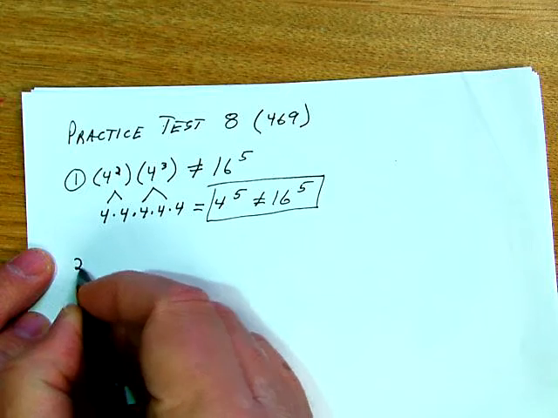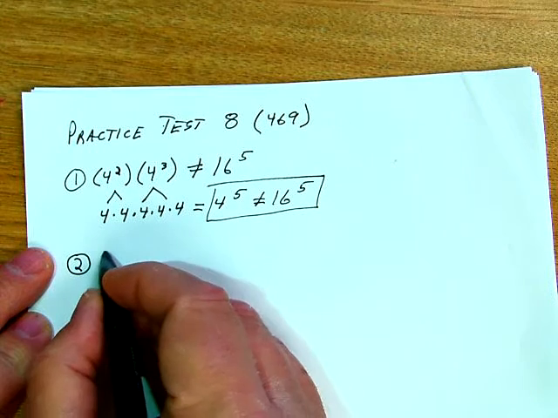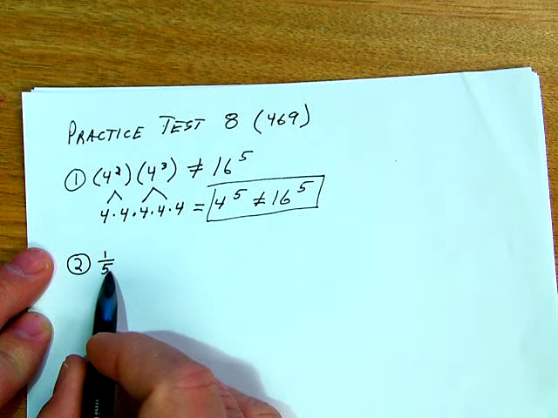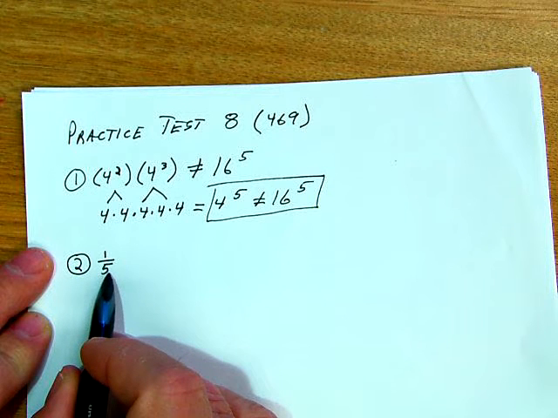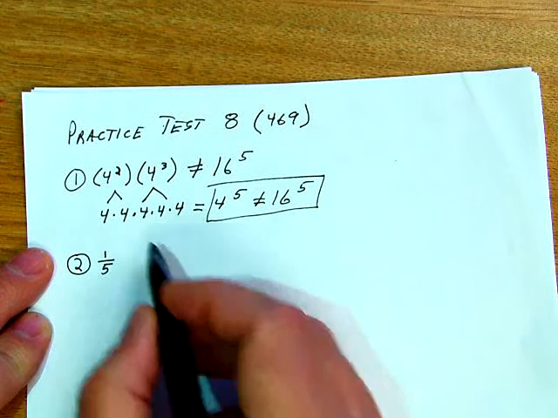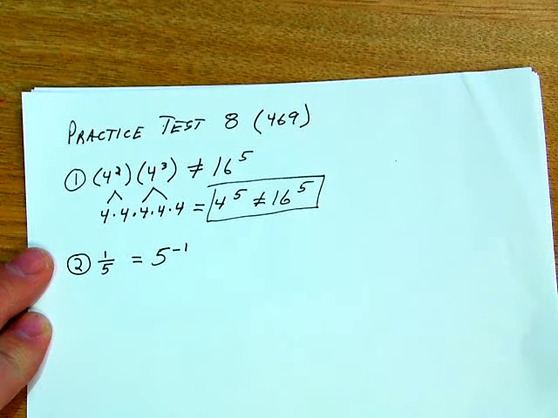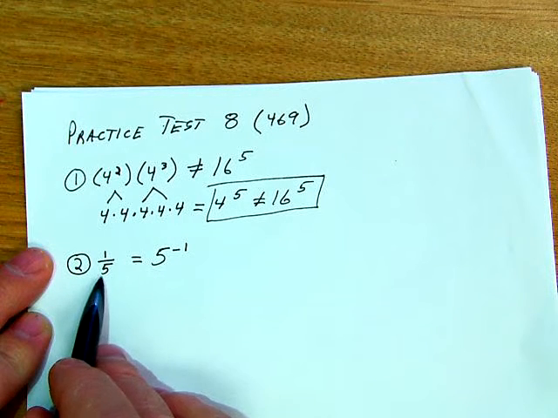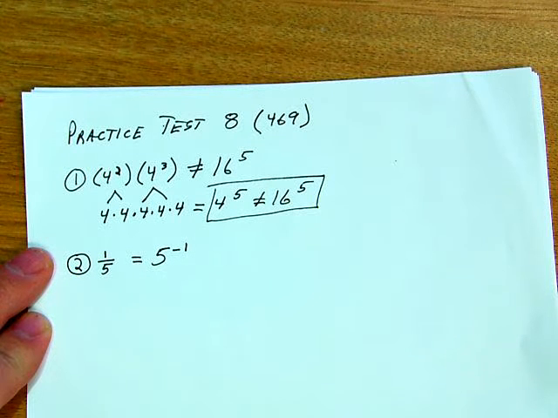Alright, number 2 says, write 1/5 using a negative exponent. We know that a negative exponent moves the number from the bottom side of a fraction to the top side. So we can just write this as 5 to the negative 1. And those two expressions, or two monomials, are the same. 1/5 is equal to 5 raised to the negative 1 power.